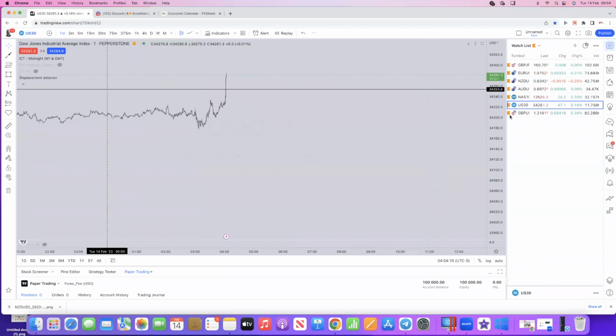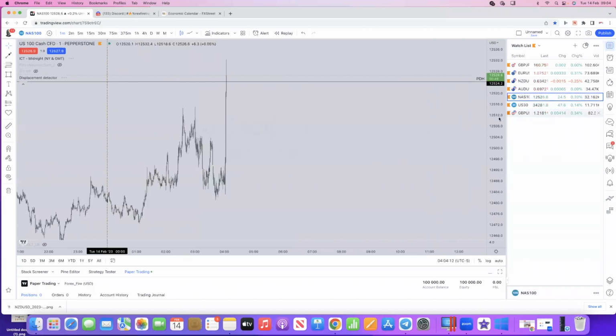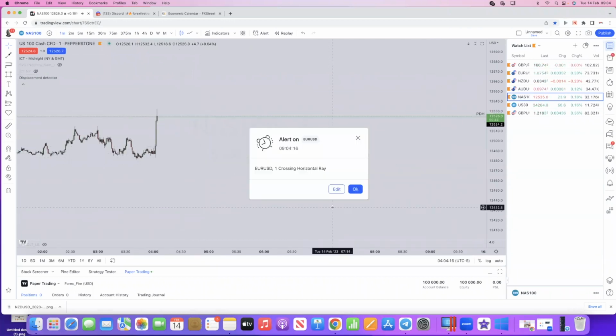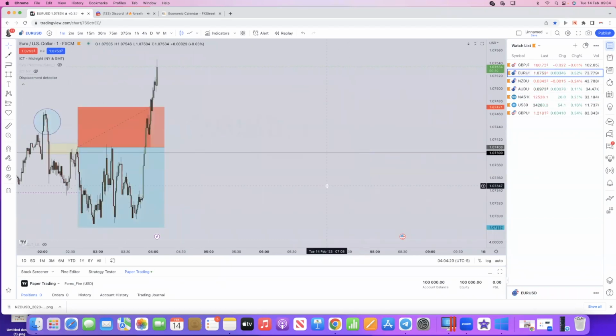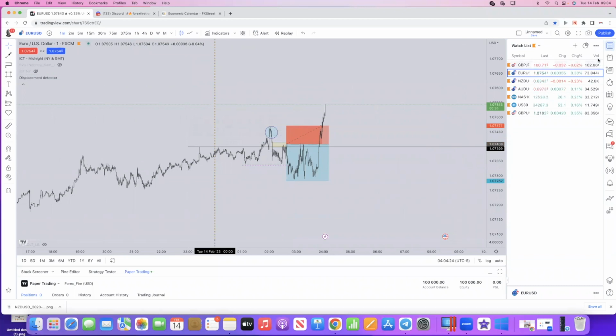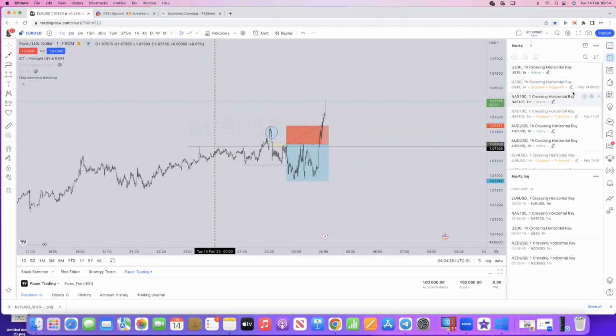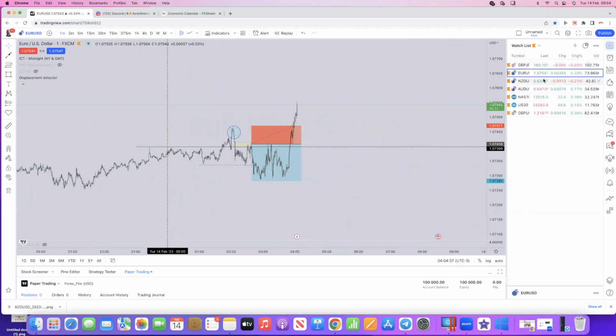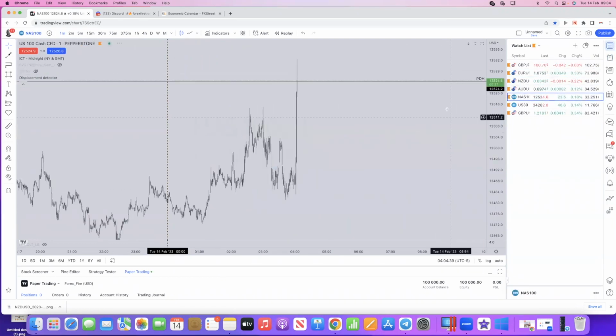Okay, guys, so I've just had two alarms go off, the US 30 and the NAS. Okay, so now and there's the Euro USD. Why has that gone off there? Euro USD. Just take a look. Yeah, we know that that's taken out. We're not looking at Euro USD. We're looking at the NAS.